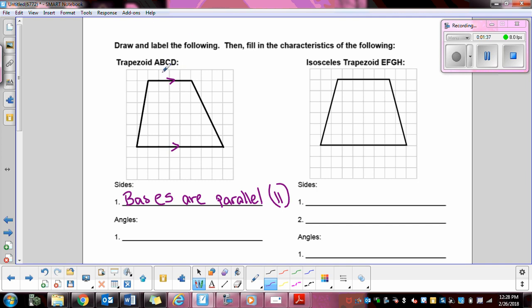So this top one right here is a base. The parallel sides are called the bases, and you're going to need this for the formula to find the area and stuff like that. So the parallel sides are always the bases. So this is the first base. This bottom one here is also a base. So again, on this one also, this is a base. This is also a base.